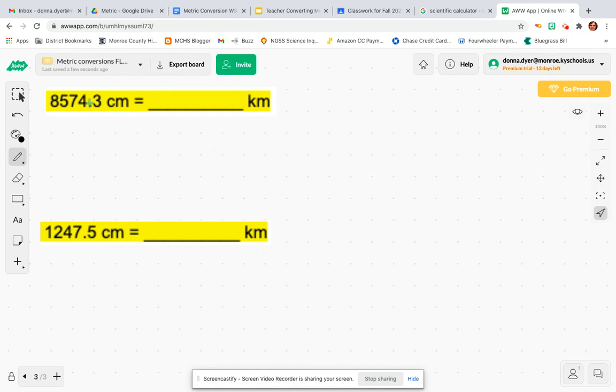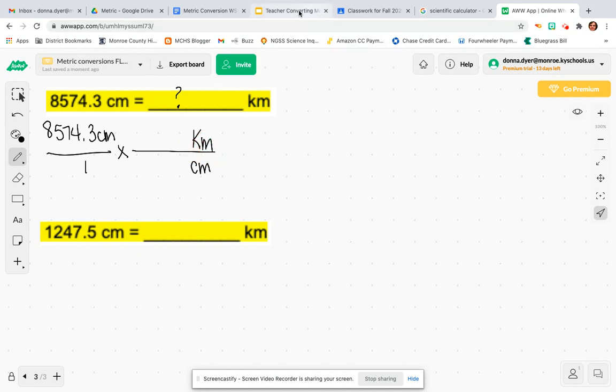So again, we're going to take our problem. 8,574.3 centimeters equals how many kilometers? Okay, so again, we're given this, and this is what we're looking for. So 8,574.3 centimeters over 1. Always take what you're given and put it over 1. Centimeters will go on the bottom so we can cancel it out. What we want to convert to goes on the top. In this case, it's kilometer.